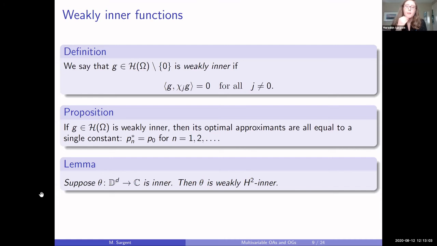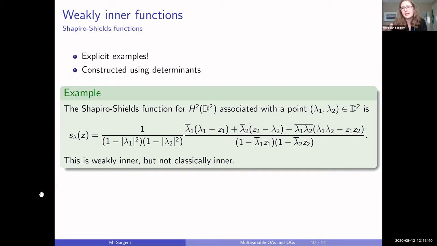Cool. But one of the things that's different in the multivariable case that you don't see in the single variable case: in the single variable case for the Hardy space, inner and this weakly inner are equivalent. They are the same thing. But in the multivariable case, they don't have to be. You can have functions that are weakly inner, but not classically inner. So some engineers, Delsarte, Janin, and Comp, I think, yes, they found a power series example, but we're actually able to talk about a slightly more explicit example.